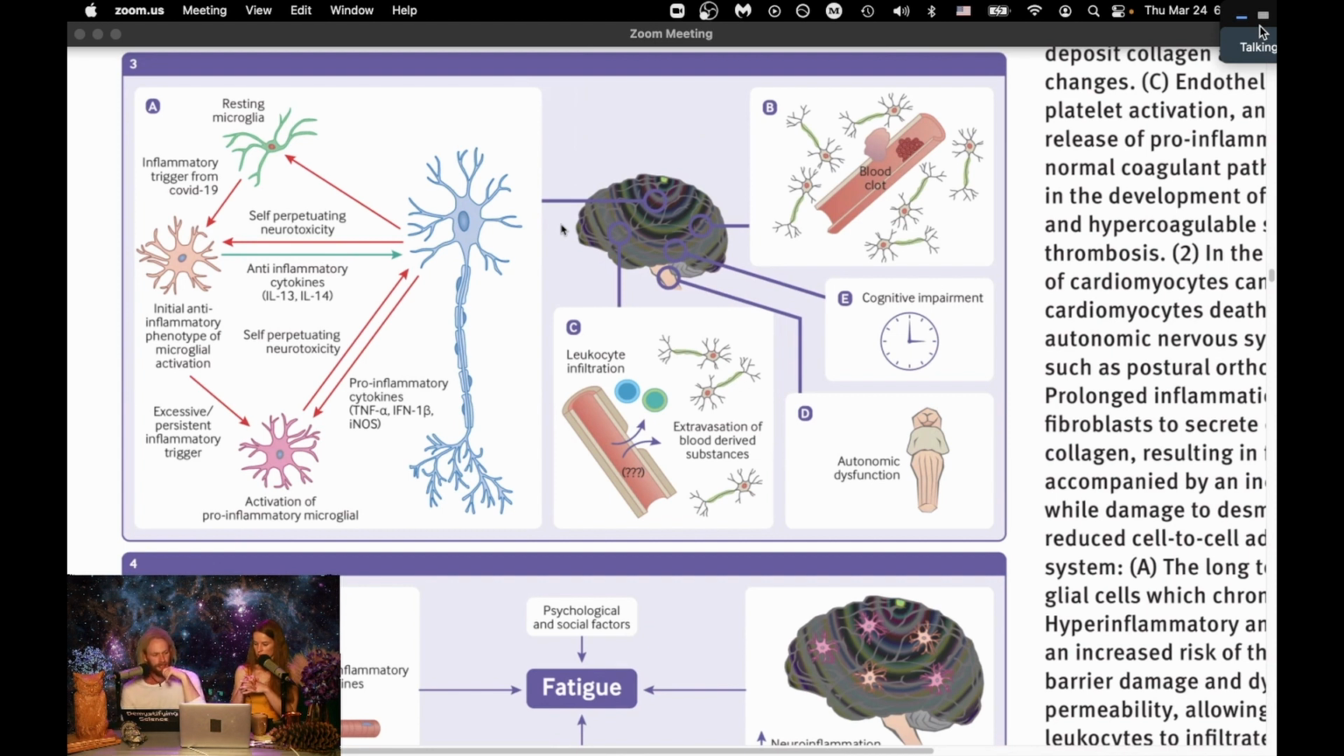Self-perpetuating neurotoxicity, activation of pro-inflammatory microglia. Right, so microglia are the brain's immune cells. And so when you activate these immune cells, they're going to perpetuate an immune response. And so you have negative impacts on the axonal cells, the ones that are actually sending signals. And so your brain fog might be because you're actually seeing a decrease in the cell number in the brain.